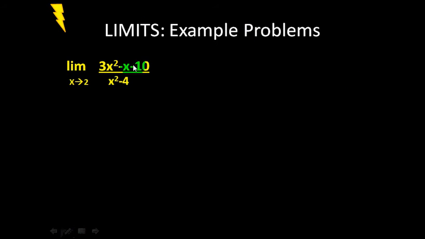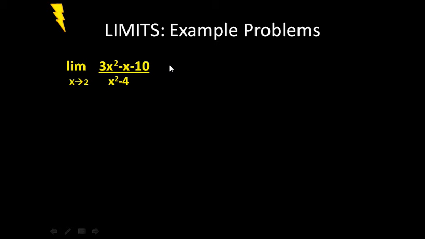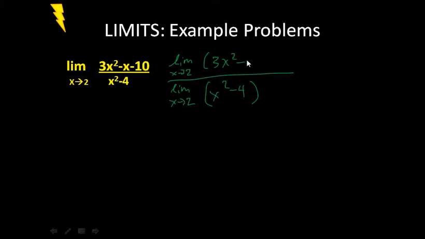I think a good place to start off would be using the property that involved division and splitting it up. So we can do the limit as x approaches 2 of the numerator, which I'll write in a second, divided by the limit as x approaches 2 of the denominator. So x squared minus 4, 3x squared minus x minus 10. And we can even split it up further.